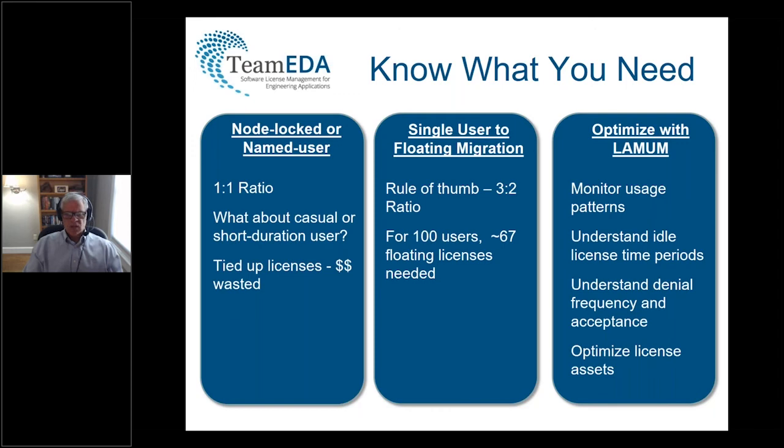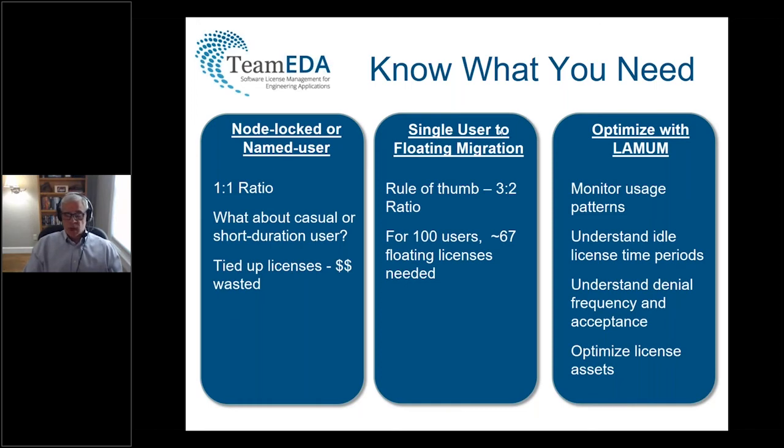So why not look at single user to a floating license migration? Rule of thumb for most businesses might be 3-to-2 ratio. So for 100 users, you might need 67 floating licenses. However, let's take a closer look through LAMUM and optimizing to understand the usage patterns.